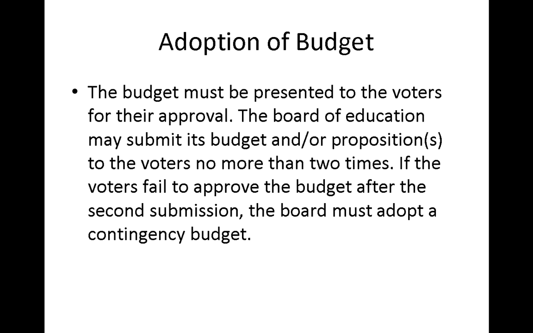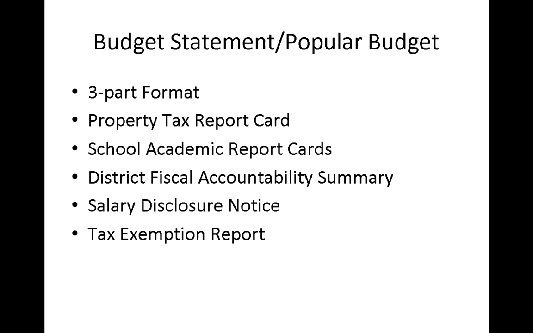But again, this is all here for you, and you can look at this and refer to it as you need to. The adoption of the budget, again, a legal, formal process. The board must submit the budget to the voters no more than 2 times. If the voters fail to approve the budget after the second submission, then they must adopt a contingency budget. Again, information which most of us probably are very familiar with, and we will see again when we talk about the basic budgeting workshop.